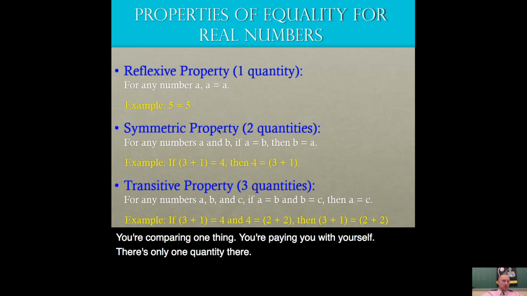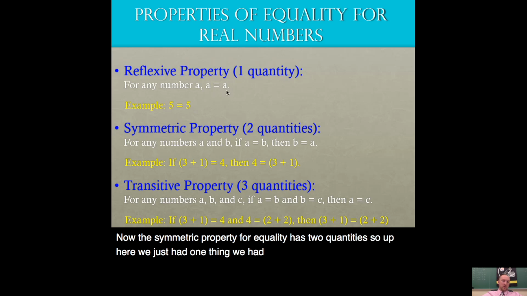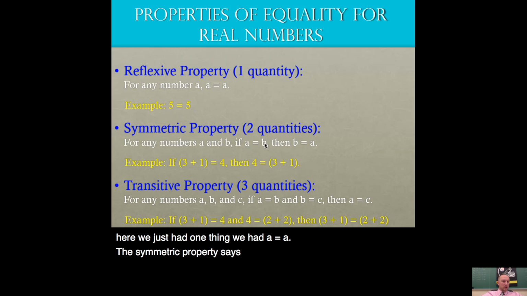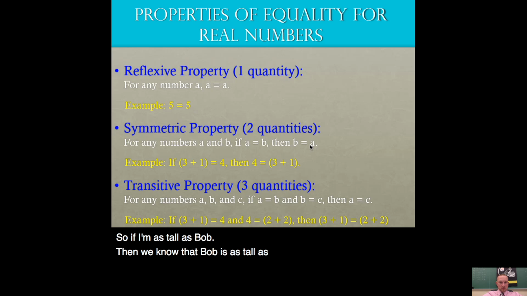Now, the symmetric property for equality has two quantities. So up here, we just had one thing. We had A. A equals A. The symmetric property says if A equals B, then what that means is B equals A. You can switch it around. So if I'm as tall as Bob, then we know that Bob is as tall as me. That's a symmetric property.